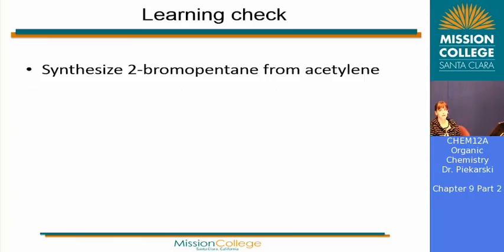Make sure you do know the structure of acetylene. This one says synthesize 2-bromopentane from acetylene. First thing you want to do is just draw the product and the reactant. And what's one thing you notice for sure you have to do? We'll definitely need to grow, right? Because we have 2 carbons here, and we have 5 carbons here. So I usually tell students to write some notes off to the side. I would say that we need to grow by 3 carbons.